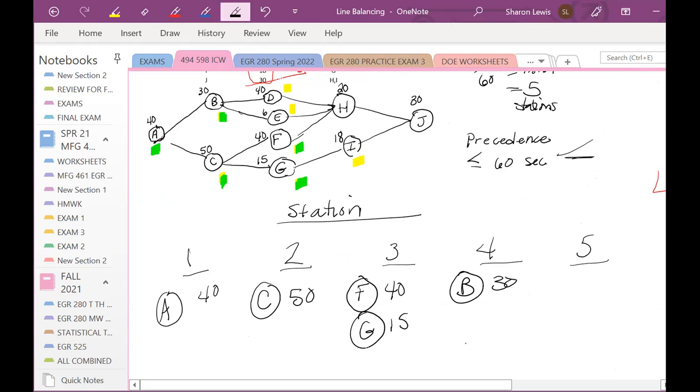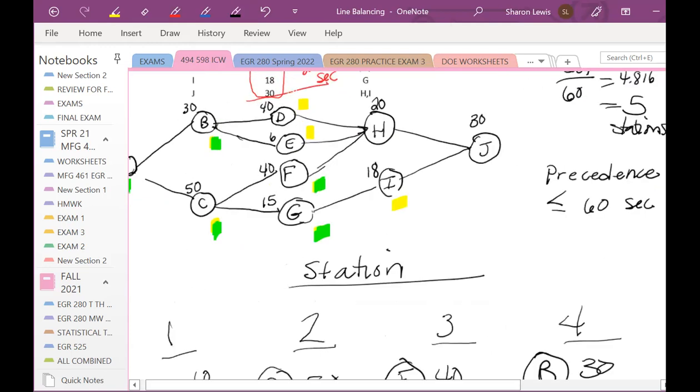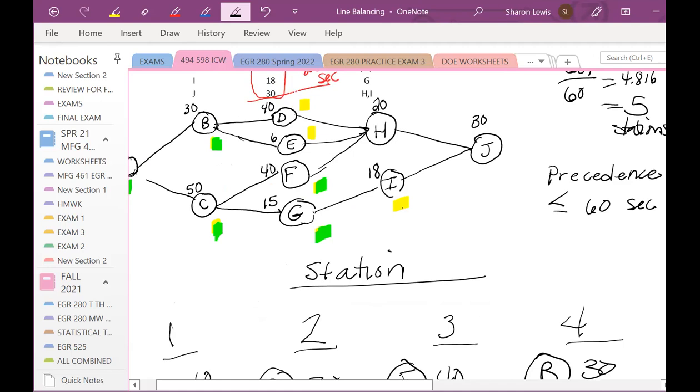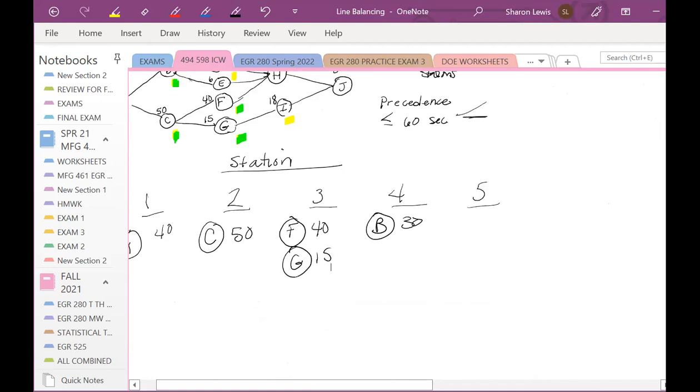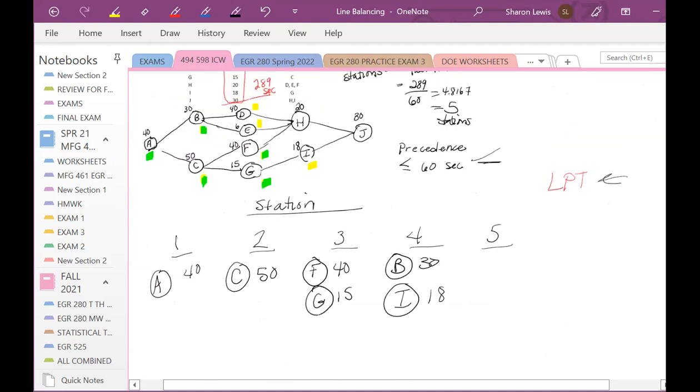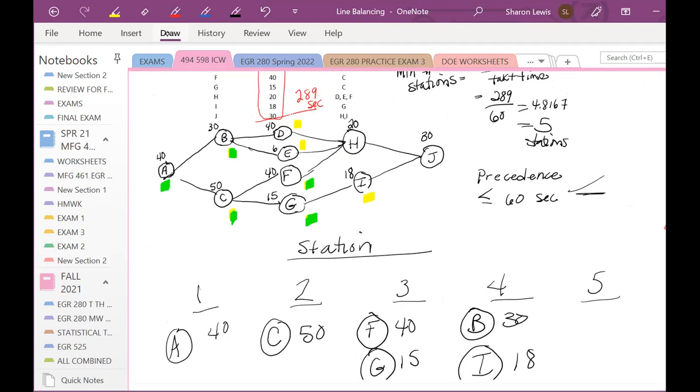All right, what about the second in line? Well, after D, the next choice would be I. And does I fit? So I fits at 18. So I goes in. So we're at 48. So let's mark I as in and see if it opens any more candidates. Well, it doesn't, because we can't go to J till H is complete.